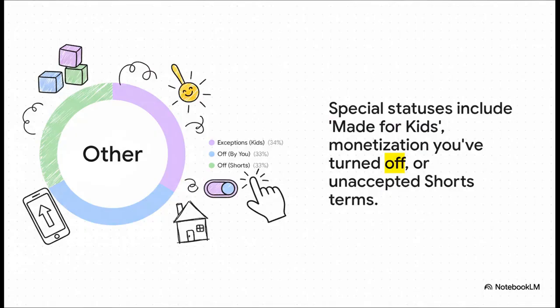And finally, there are just a few other statuses. Exceptions often applies to content you've marked as made for kids, which limits the ads and lowers your revenue. The off icon is usually pretty straightforward. Either you turned monetization off yourself, or for Shorts, it might mean you just haven't accepted the Shorts monetization module in your Earn tab yet.